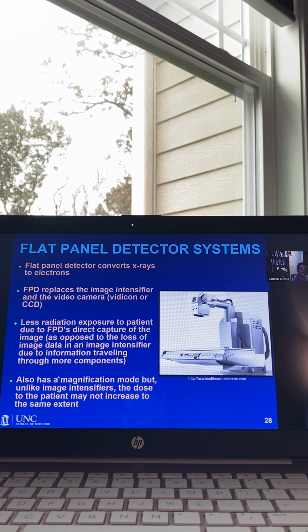Okay. It does also have magnification mode, but unlike image intensifiers, the dose to the patient may not increase. It may not go up.